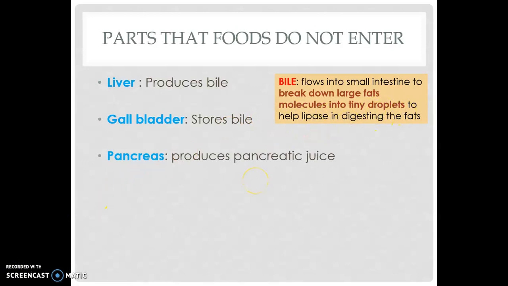Since fat is a very complex molecule, the lipase cannot straight away act on it. So we need this bile to help make the fat into tiny droplets first before the fat is digested into fatty acid and glycerol by the presence of lipase. And the pancreas will produce the pancreatic juice. This pancreatic juice is the one helping the digestion in the small intestine. It contains the amylase, protease, and lipase.